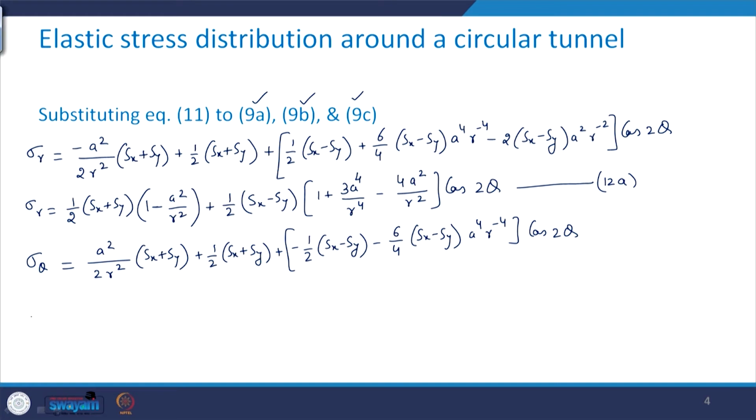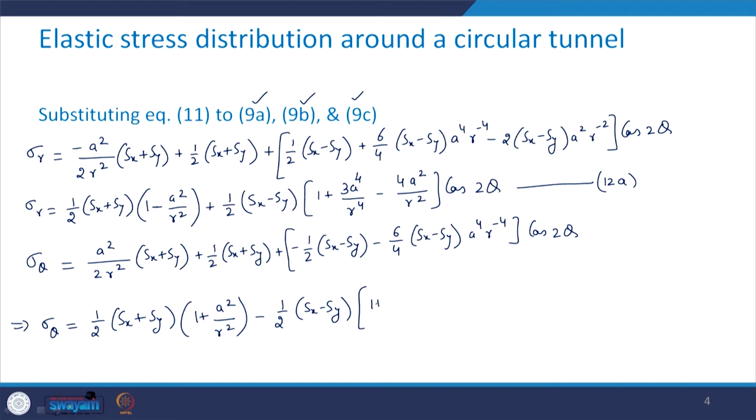Simplify it further and what you will get as the expression for sigma theta is half Sx plus Sy into 1 plus a square upon r square, minus half Sx minus Sy into 1 plus 3a to the power 4 upon r to the power 4, cos of 2 theta. This is going to be equation number 12b.